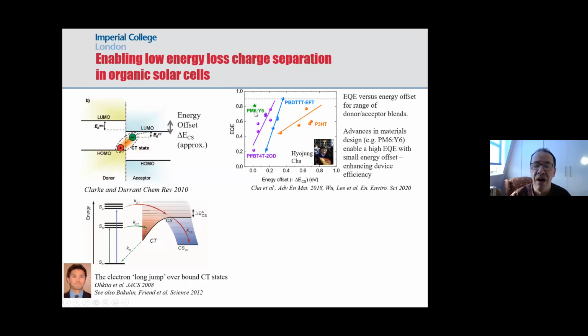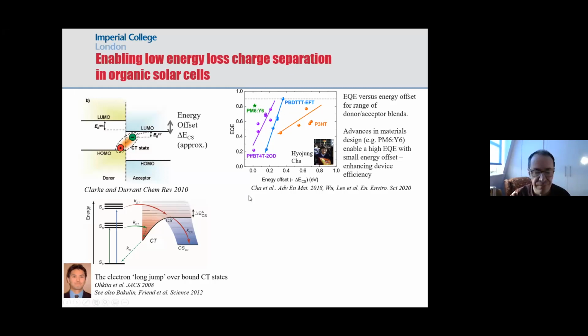And indeed, the latest class of organic donor acceptor materials based upon PM6Y6 and its analogues is able to achieve a high quantum efficiency with a surprisingly low energy offset. And that's, of course, one of the key reasons why these solar cells are getting more efficient.